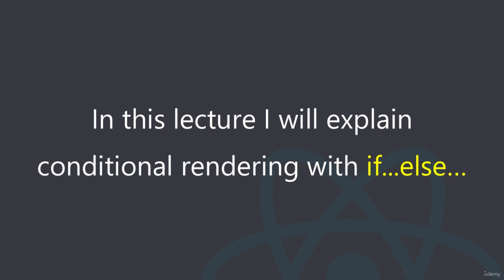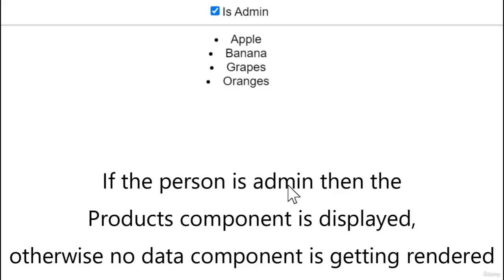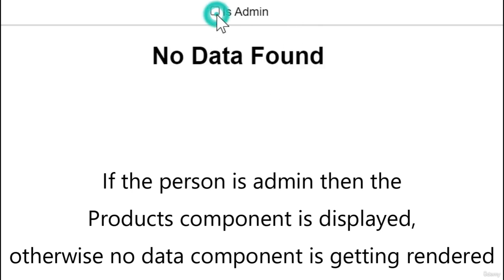So now let's begin with the conditional rendering concept. The first conditional rendering we are going to implement is with the if-else condition. We will be implementing this interface. Here I have just placed a checkbox, and if the person is admin, then the data is displayed, and if you uncheck, then the data is not displayed, and instead there is another message that is no data found.